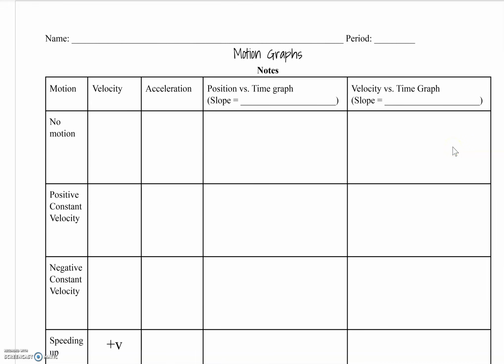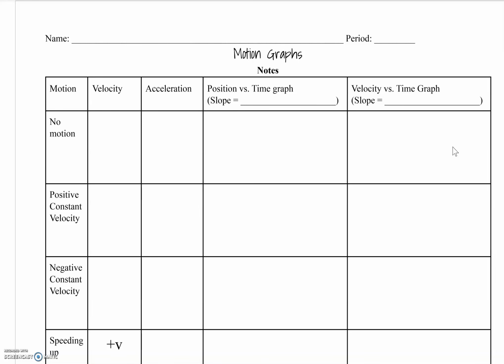Hi physics students, so today I'm going to be recording a video reviewing the different types of motion graphs and how they look for different scenarios. So before we get to the different types of motion graphs for different scenarios, let's just review the two types of graphs in general. There's going to be a position versus time graph and a velocity versus time graph.